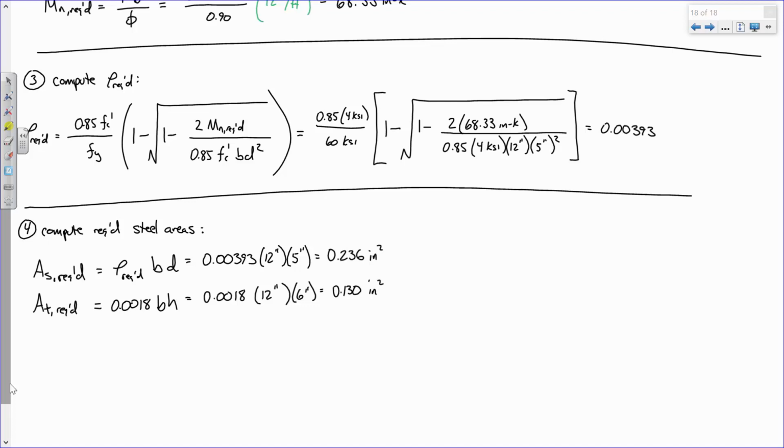Now, I'm going to label this a very particular way. What's our strip width? Remind me. 12 inches. So this is how much steel is required every 12 inches, right? So I'm going to label this a very particular way. I'm going to say 0.236 square inches per foot of slab. And same thing here.